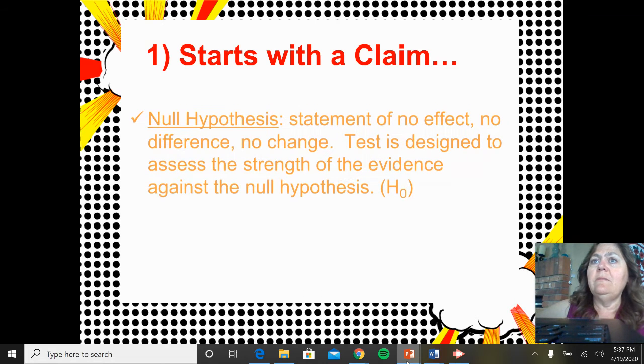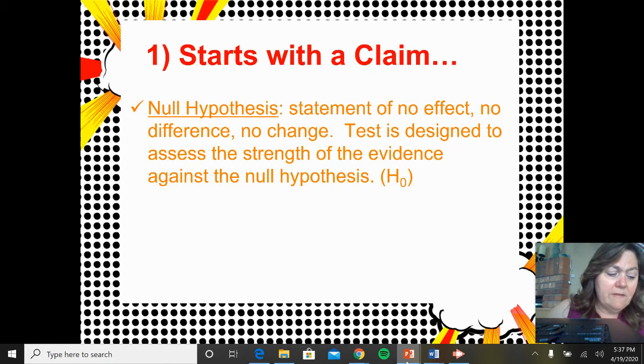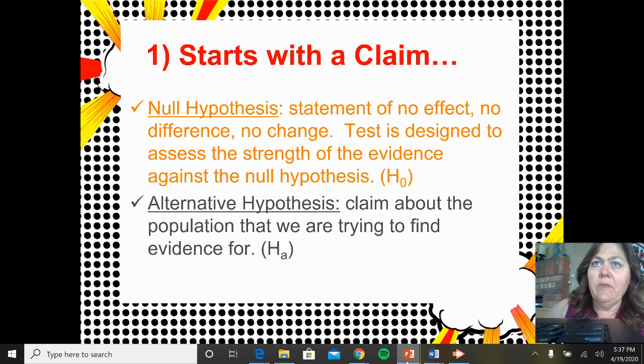Okay, it starts with a claim. So let's talk about this. Your claims are your null hypothesis and your alternative hypothesis. This is on your worksheet at the top where it asks you for the definitions of these. The null hypothesis is your statement of no effect, no difference, no change. They said that was 80%, so we put p equals 0.8, so that we're going to take the claim as it is.